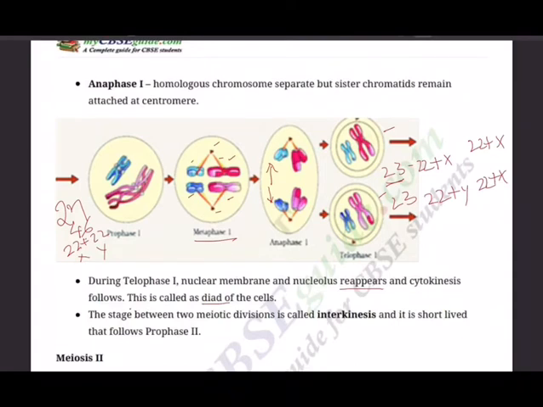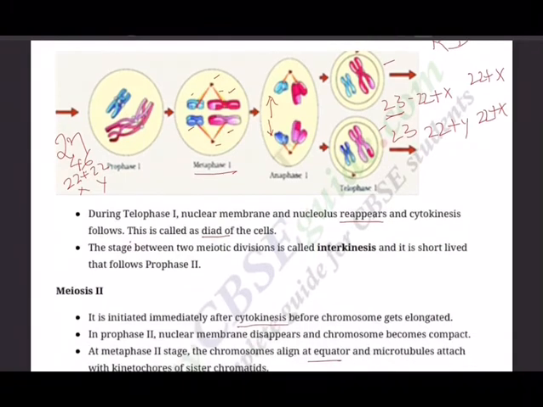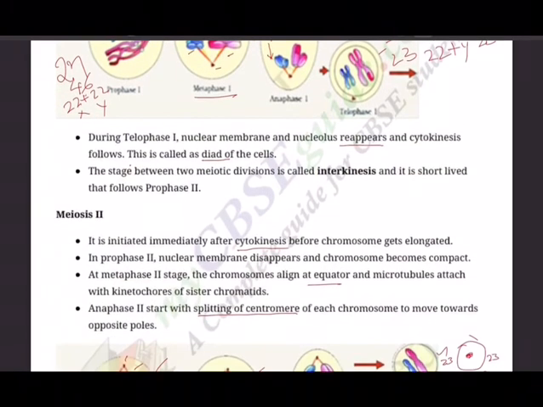And since 2n is becoming n, we call meiosis 1 a reduction division, RD. Meiosis 1 is RD, reduction division. And immediately this will be followed by cytokinesis, because the two daughter cells have to get separated. So cytokinesis takes place, and immediately after that we go to meiosis 2.